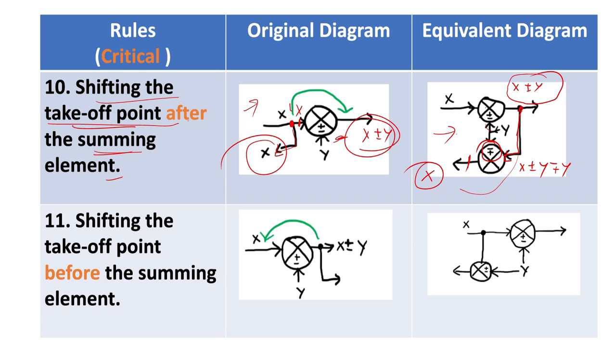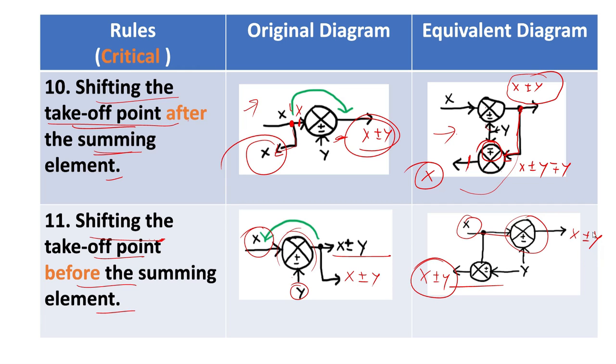Similarly, if you have to shift the takeoff point before the summing element, like in this case, the input is here X and Y, and after this summing element the output is X plus minus Y, and here also it is X plus minus Y. And in this case the input is X here, and after this summing point here the output is X plus minus Y, and here the output is X plus minus Y. So both are the same, this and this. So now we can say that in order to shift the takeoff point before the summing element, we have to add another summing element with the same sign as the sign of the previous one.